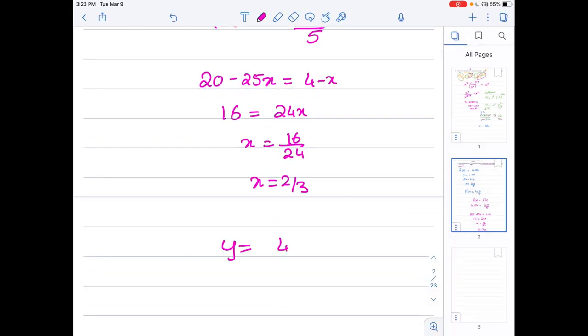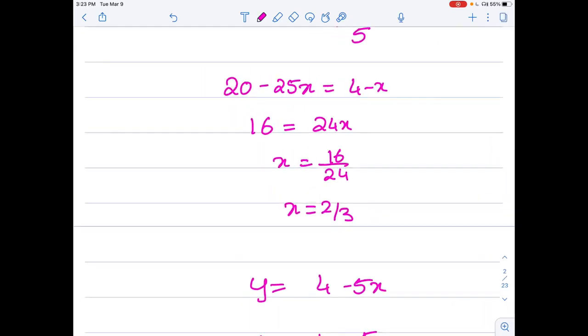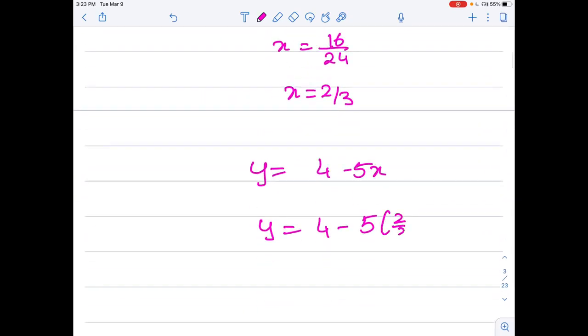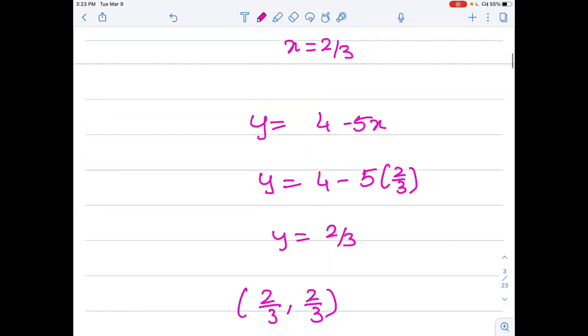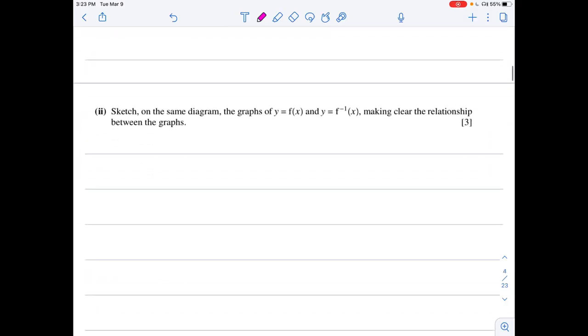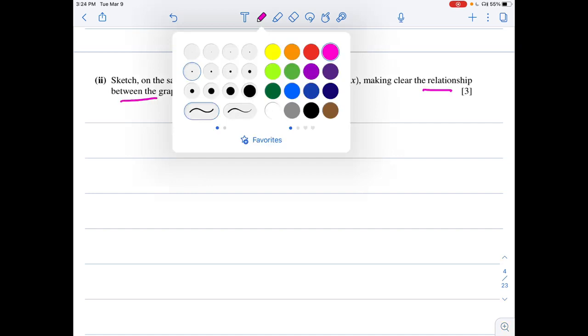But y is equal to 4 minus 5x. So y is equal to 4 minus 5 times 2 upon 3. So y also equals 2 upon 3. So what is the point of intersection? 2 upon 3 comma 2 upon 3 is the point of intersection. Next part, that's the first part. Second part, sketch on the same diagram the graphs y is equal to f of x, y is equal to f inverse of x, making clear the relationship between the graphs.